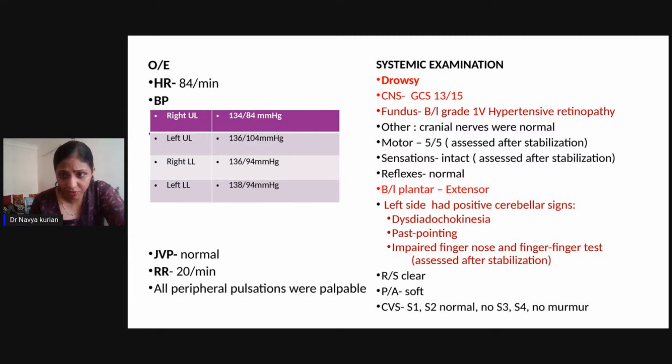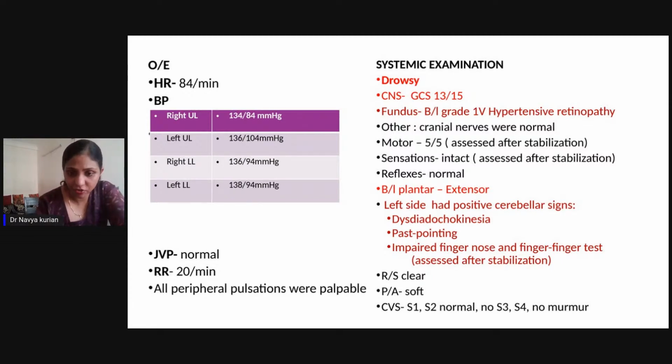Her other cranial nerves were normal. All these examinations were done after stabilization. Her motor and sensory systems were intact. Reflexes were normal. Her bilateral plantar was extensor. Left side had positive cerebellar signs. For example, she had dysdiadochokinesia, past pointing, impaired finger-nose-finger test.